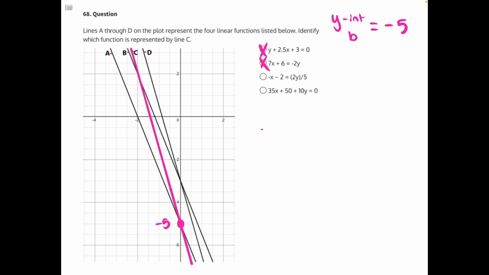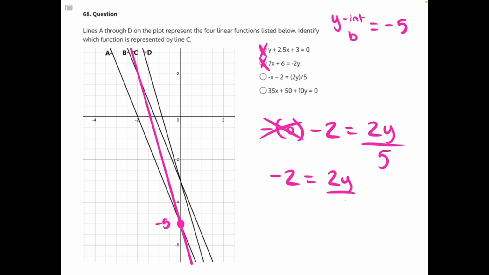The next one, -x, we would put 0 instead of x, minus 2 equals 2y over 5. -0 is just going to be 0, that cancels out. -2 equals 2y over 5. Y is being divided by 5, so let's multiply opposite operations to both sides of the equation. These will cancel. 5 times -2 gives us -10 equals 2y is what's left on the right-hand side.